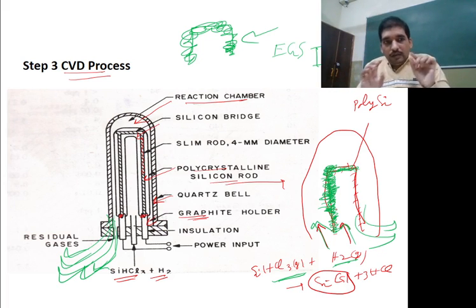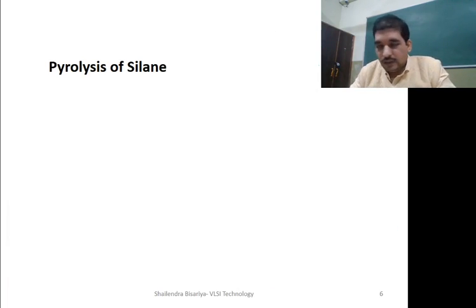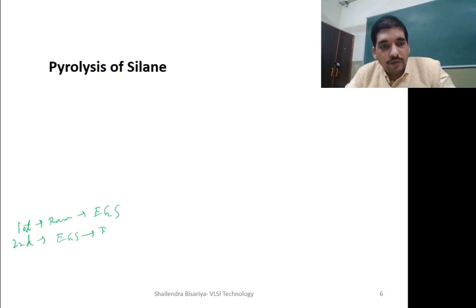So these three steps which we have just seen, I would like to say that this is the first step. In the second step, let me first write that the first step is raw material to EGS formation, which you have just studied. Then the second step is EGS to ingot formation.